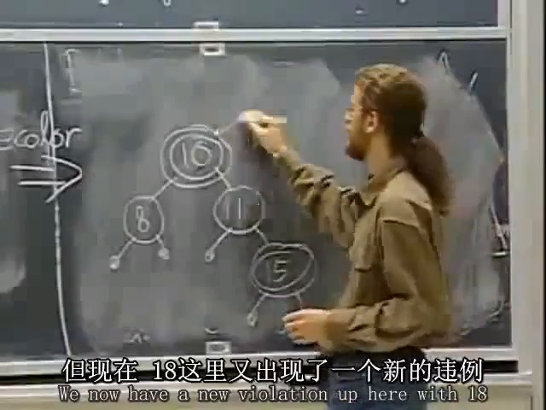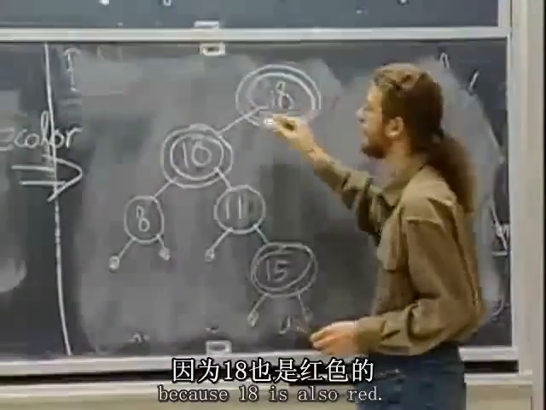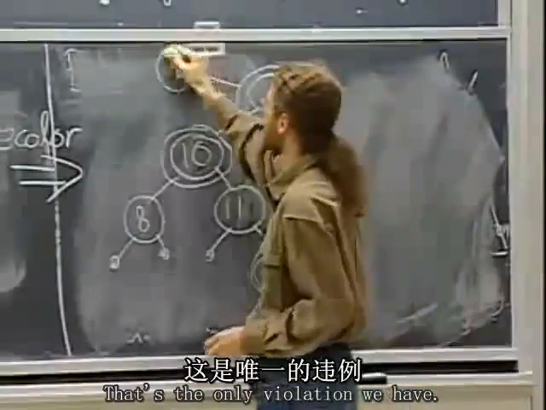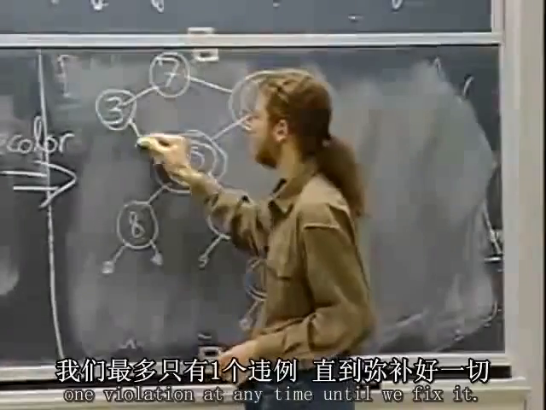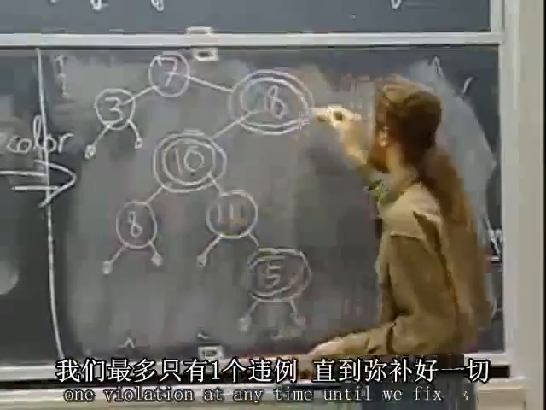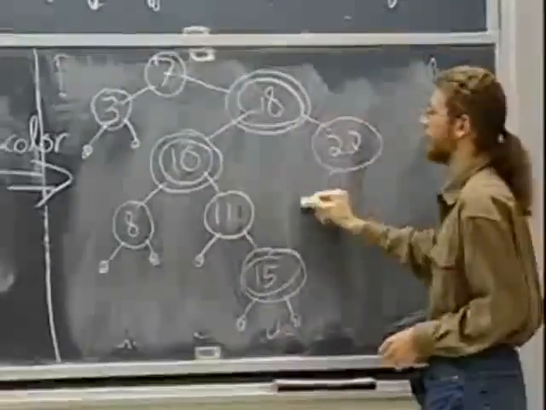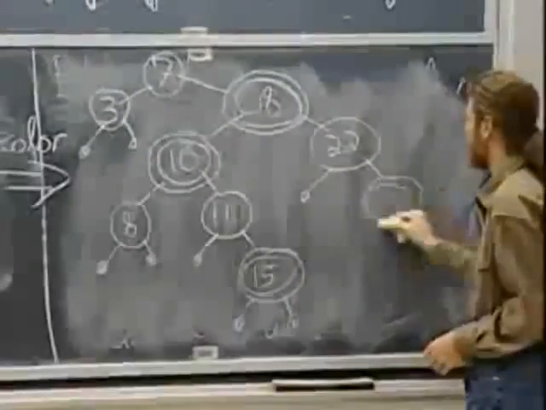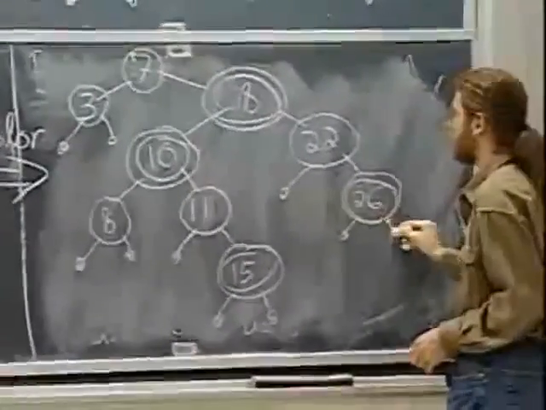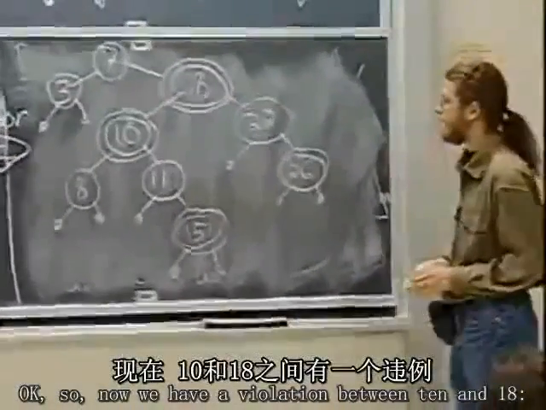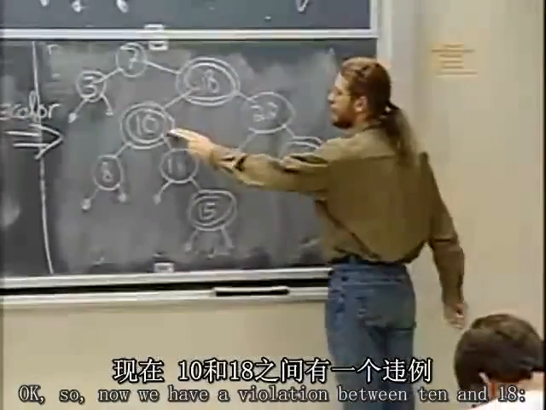We now have a new violation up here with 18, because 18 is also red. That's the only violation we have. In general, we'll have at most 1 violation at any time until we fix it. And we'll have 0 violations. Okay. So now we have a violation between 10 and 18.